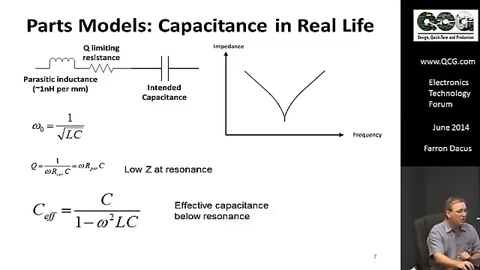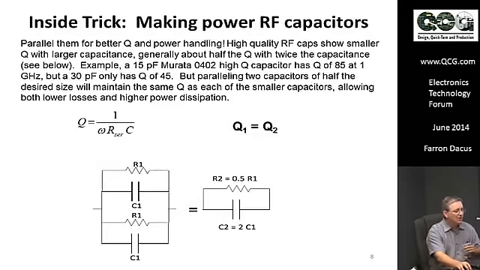that below its self-resonance, which is this zone right here, below that critical frequency, it has an effective capacitance which appears larger than the rated capacitance, due to the fact that as you approach this series self-resonance, the impedance approaches 0, or this Q limiting resistance, which makes the capacitance appear larger in generating the low impedance. So that leads straight into a trick that's nice to be aware of.